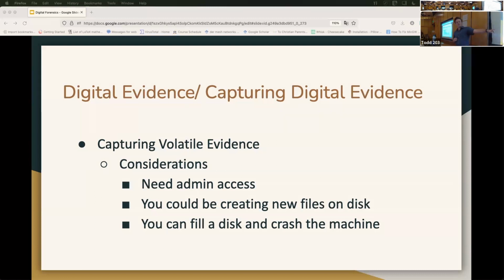Also, we need to be careful of where we are sending the output file, right? If we're pulling it back down onto our machine, we need to make sure that we have enough space on our machine to take the output file, right? We don't want to crash our system or crash wherever it's going.